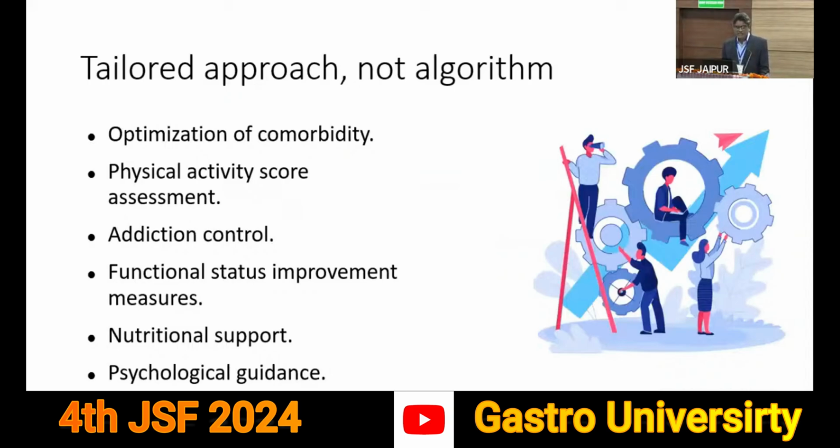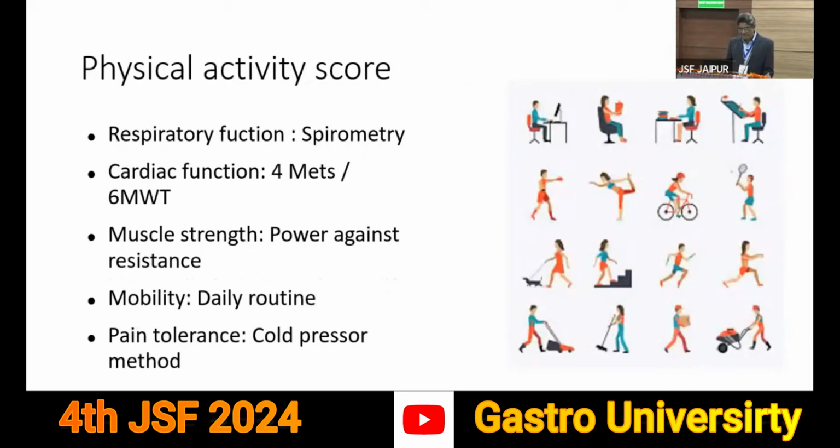So this is a tailored approach, not an algorithmic one. Every patient is different, with different comorbidities and different physiques, so we can't make a statement for all. The first aim is to optimize the patient according to his condition, and not to push too much or delay the surgery too much, so the disease does not progress beyond a certain limit.